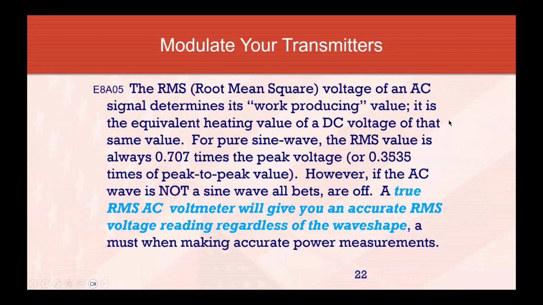RMS, root mean square, of a varying voltage, an AC voltage, is the equivalent to a DC value that would provide heating or would provide work.